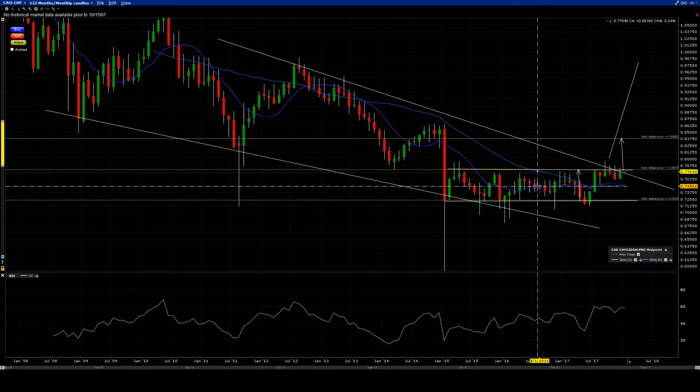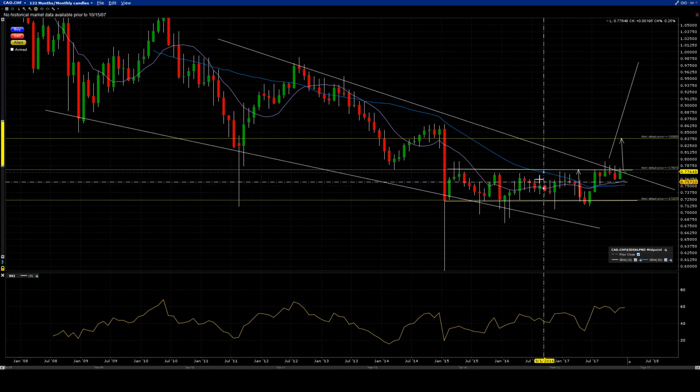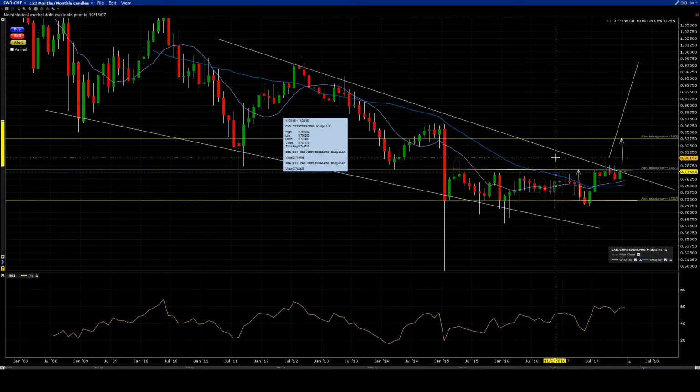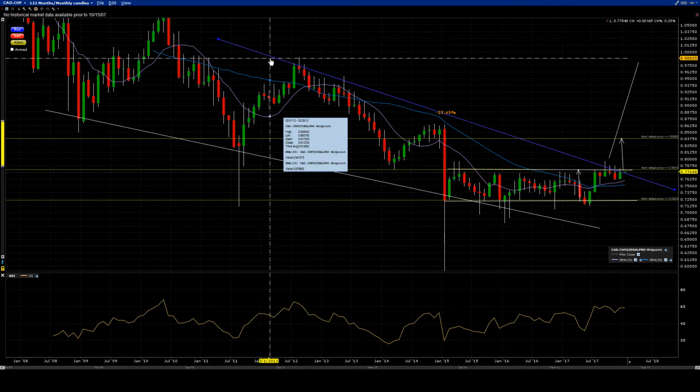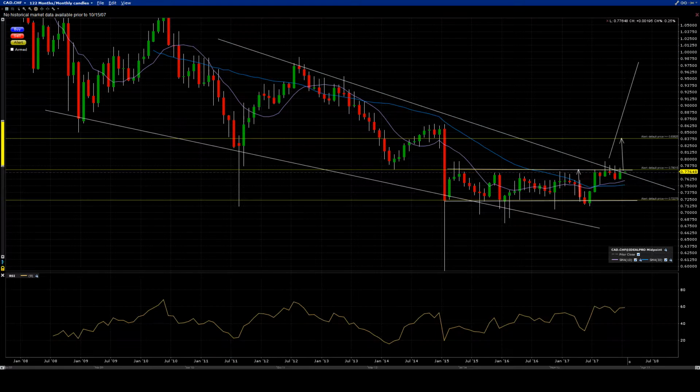But the first pattern I would play would be this one. We'll get back to it once that resolves, and that's about it. Nothing again to see here except keeping an eye out for an eventual breakout.